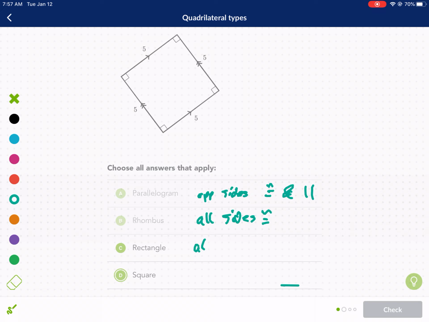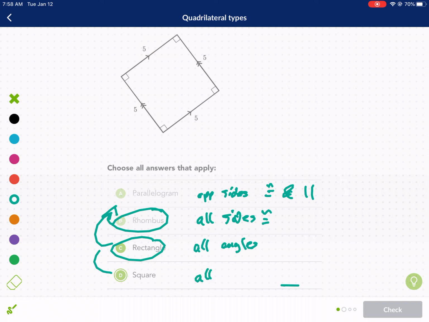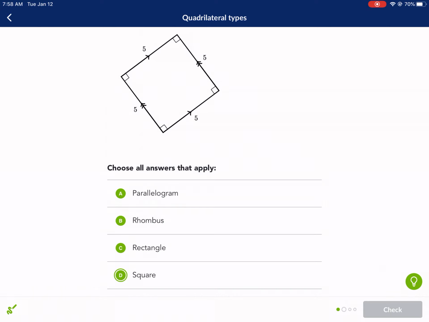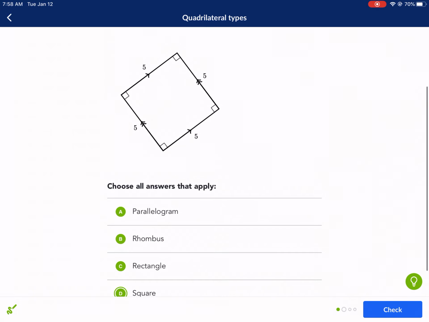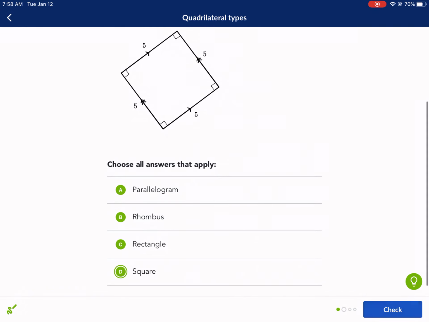We have rectangle, all angles congruent, which is all of these are different. All these are parallelograms, by the way. All these are types of parallelograms. And then we have all sides and angles congruent. Excuse my handwriting, sorry. So all of these are this shape. A square is all of these things.